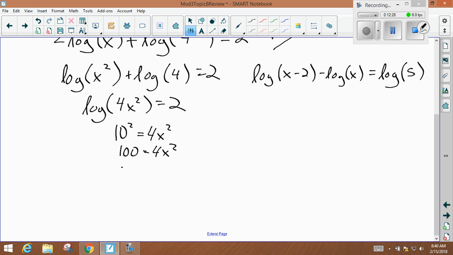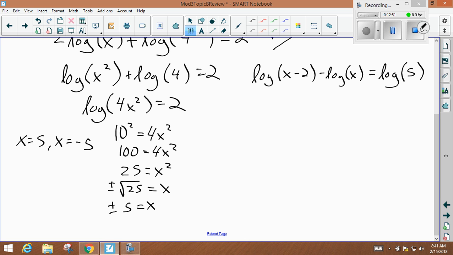Okay, divide both sides by 4 and you get 25 is x squared. Then I take the square root of both sides, which means that I have plus or minus the square root of 25 is equal to x. The square root of 25 is 5. So I get that x is equal to plus or minus 5, which means that I have two solutions, x equals 5 and x equals negative 5. But I gotta check it, don't I? Check it.